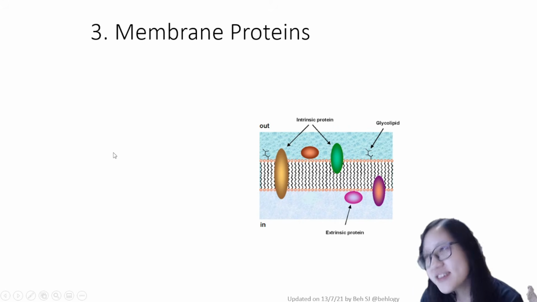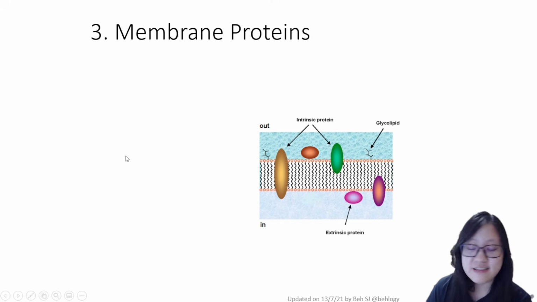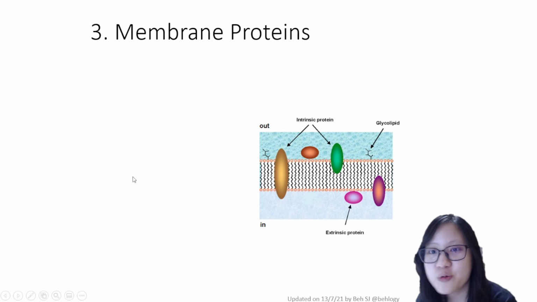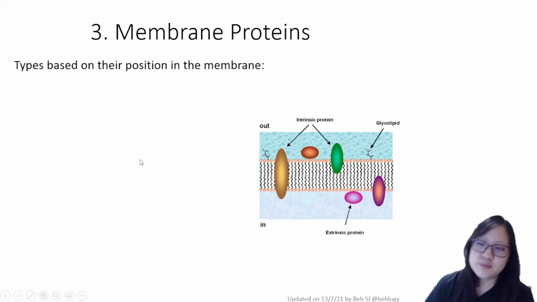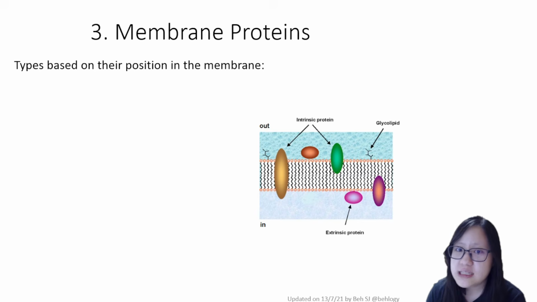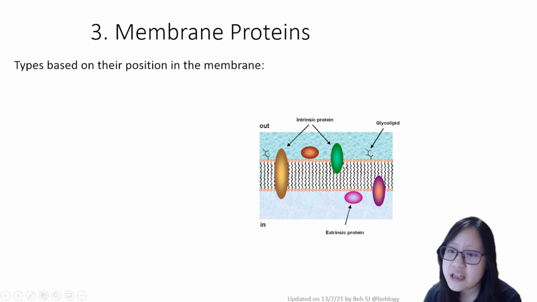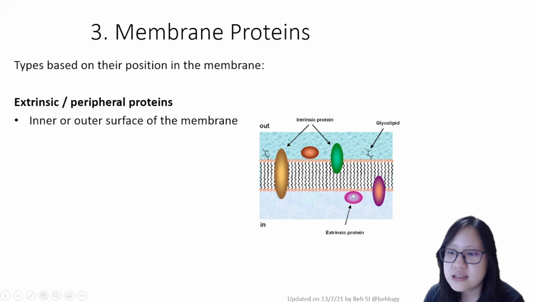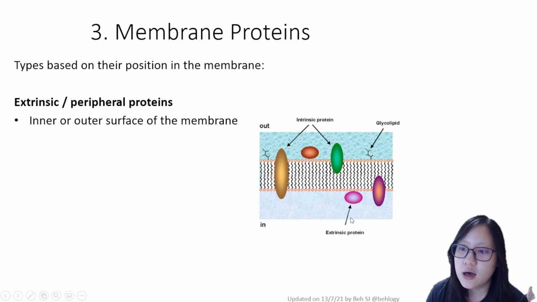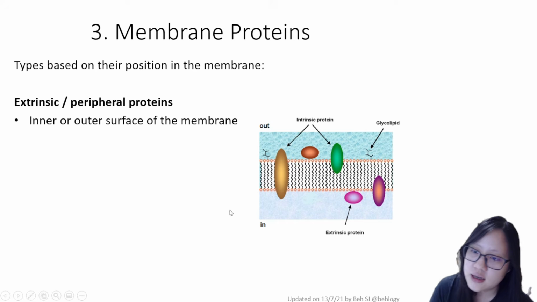We're done with phospholipids, we're done with cholesterol now, and the idea of membrane fluidity. Now we are ready to talk about membrane proteins. So, membrane proteins. There are types based on their position in the membrane, and we have different names based on their position. If they're hanging out on the inner or outer surface of the membrane, we call them extrinsic or peripheral proteins. So they're hanging out at the side, they're just at the surface. And we can see them here, extrinsic, so at the side. This here is also an extrinsic protein.